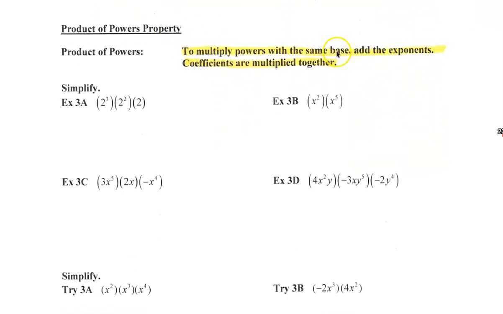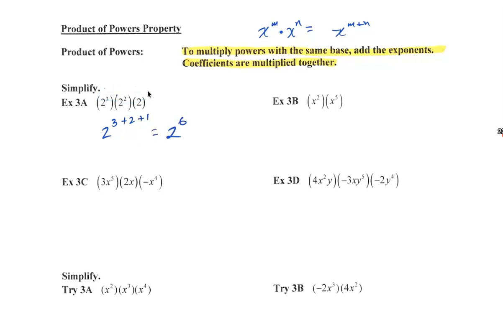The product of powers. To multiply powers with the same base, you add the exponents. Coefficients are multiplied together. So all they're saying is like here, right? I'm going to multiply 2 to the 3rd times 2 to the 2nd times 2 to the 1st. All we have to do is add the exponents. So this rule is x to the m times x to the n is equal to x to the m plus n. So 3 plus 2 plus 1, that gives me 2 to the 6.